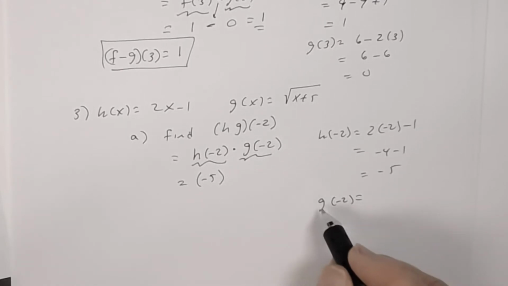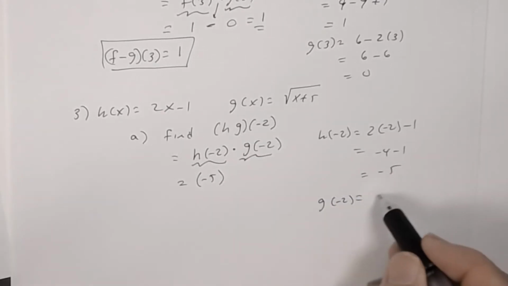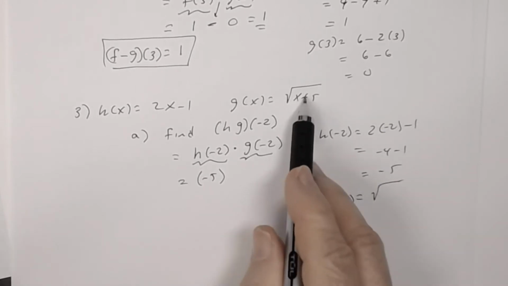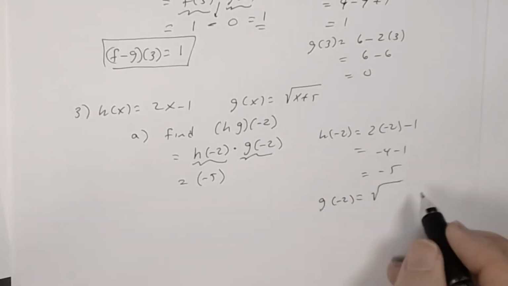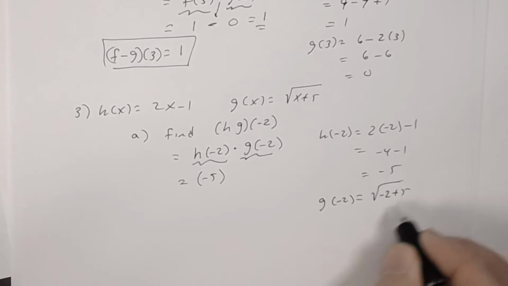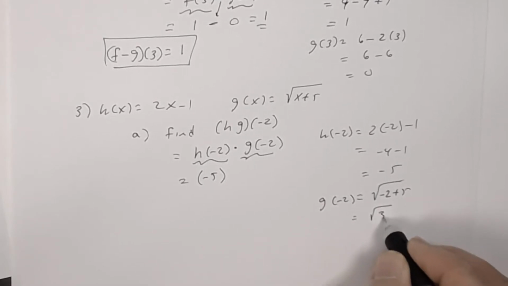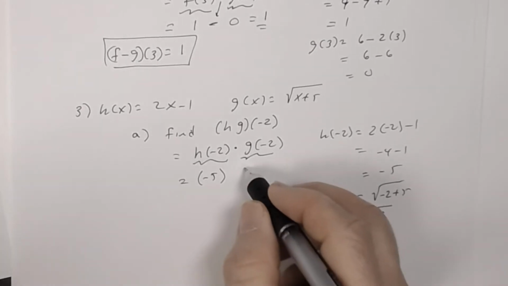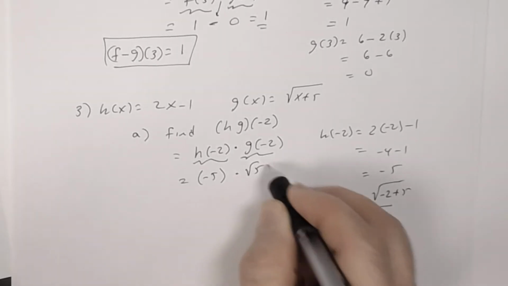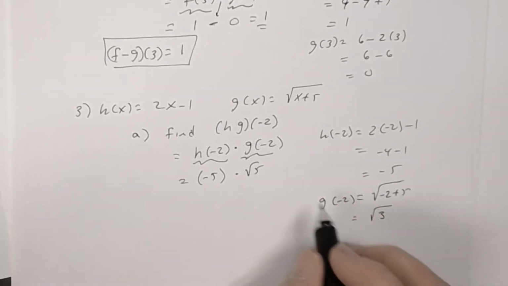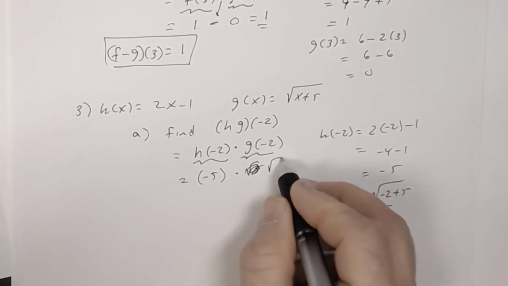So this time I'm going to go to my function g, which is this. And where we see the variable x, I'm going to substitute negative 2. So I get the square root of negative 2 plus 5, which is the square root of 3. And I cannot simplify that, so that's the square root of 3. So this becomes times the square root of 3. Okay? Oh, the square root of 3, excuse me. Times the square root of 3.